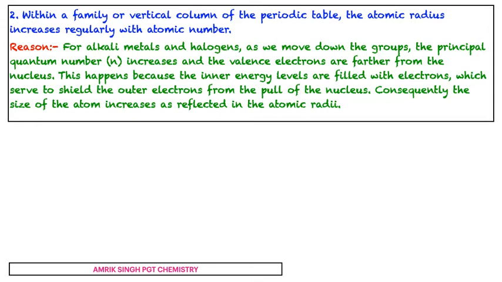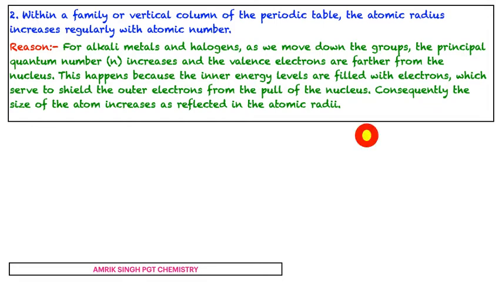Down the group, size increases because n increases and the number of inner electrons increases. This will increase the screening, and the effective nuclear charge on the outermost electrons will decrease, so size increases on moving down the group. Effective size increases down the group due to the decrease in effective nuclear charge, due to the increase in the number of shells.